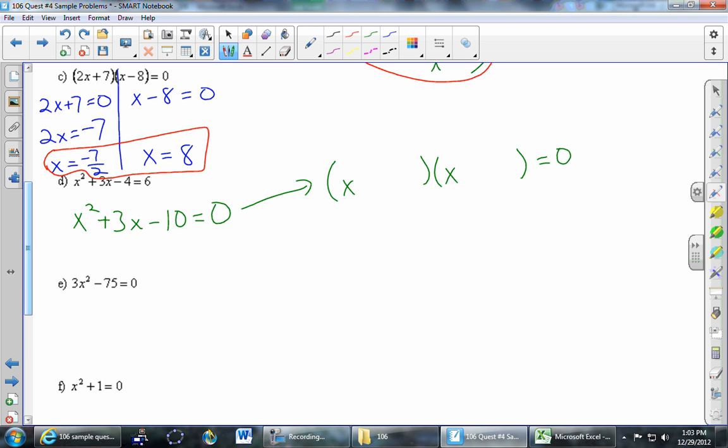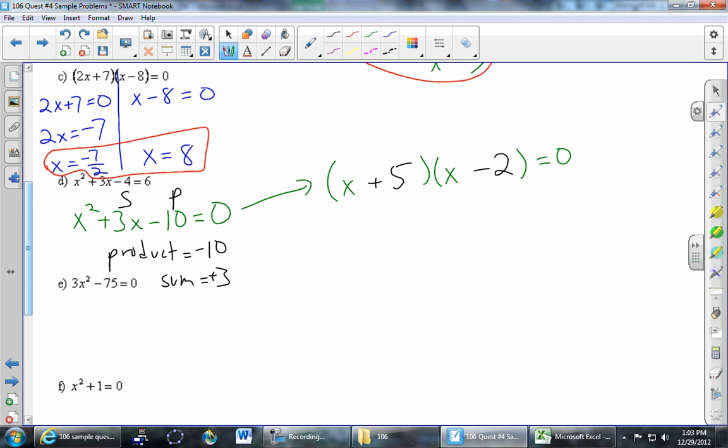This is the place where we're thinking about products and sums. Product is supposed to be, grab that sign, -10. Sum is supposed to be +3. So pause the video, see if you can find those two numbers. And if you're back, hopefully you get the same two numbers I do, +5 and -2. It's okay in the other order.